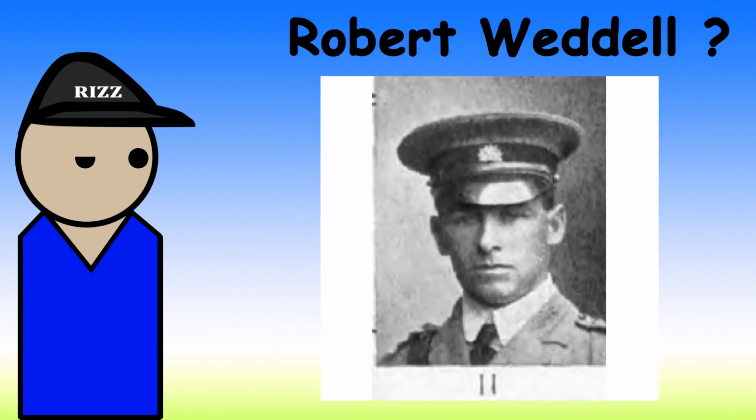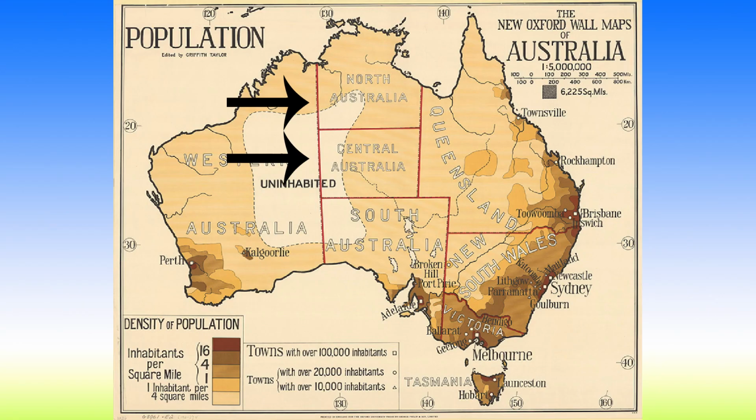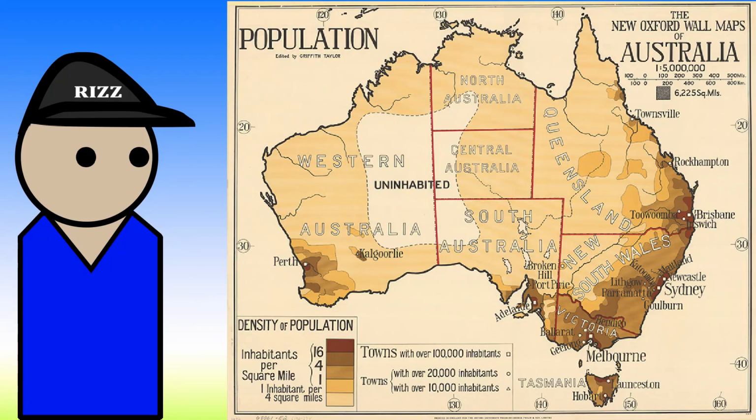In 1931, Robert Weddell, who shockingly I can't find a photo of after World War I, wanted the two territories reunited. Now, I can't get a clear answer to why. Best guess is with better communication and travel, there was no need to keep the territories split.